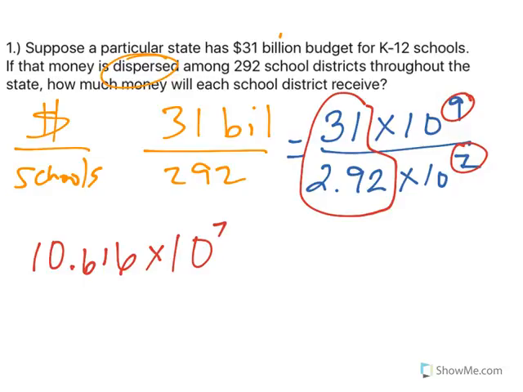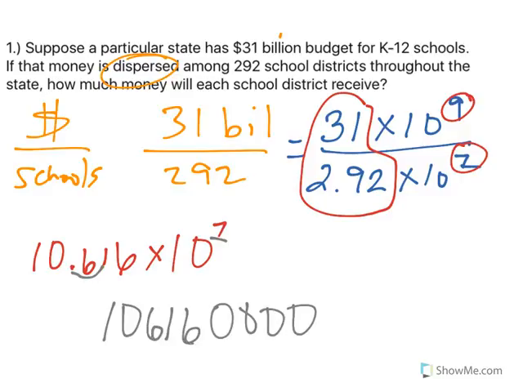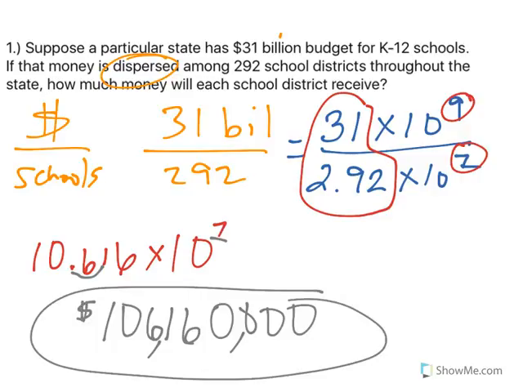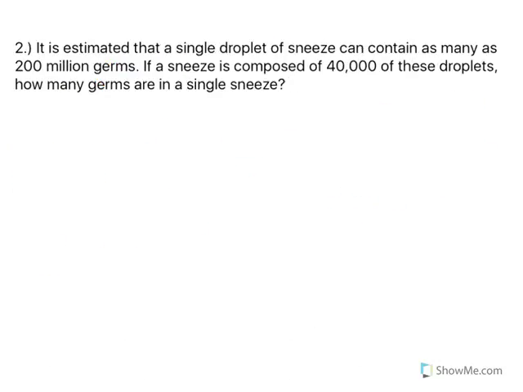Now, we don't talk about money in terms of scientific notation, so I'm going to change this back to standard form. 7 places. So I start here, 1, 2, 3, 4, 5, 6, 7, right? The end is just zeros. Throw in my commas, and each school is going to get roughly $106,160,000.